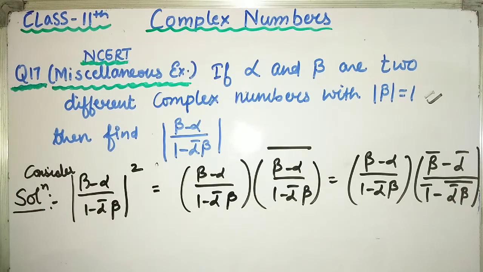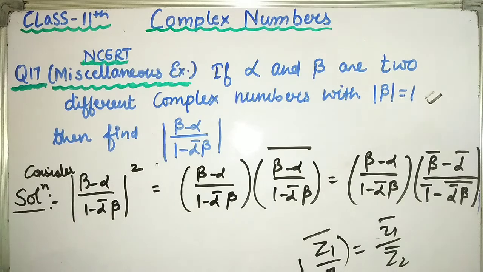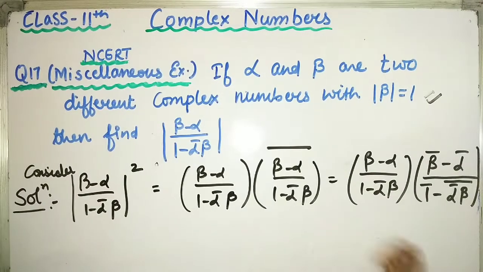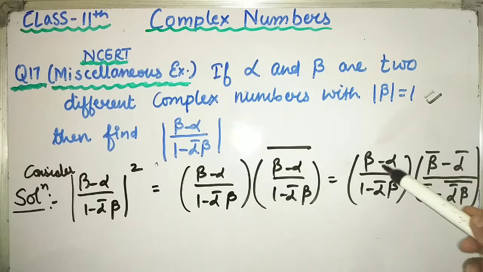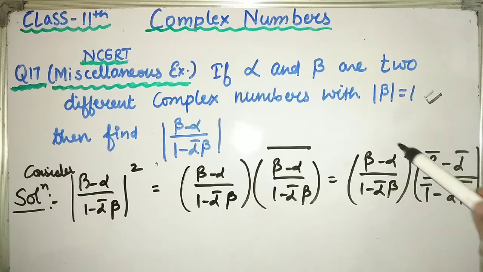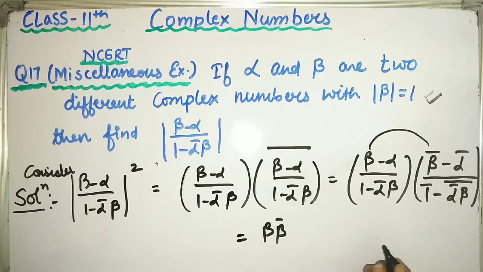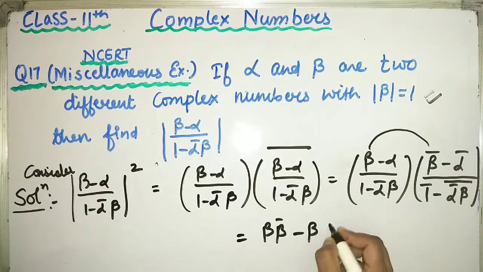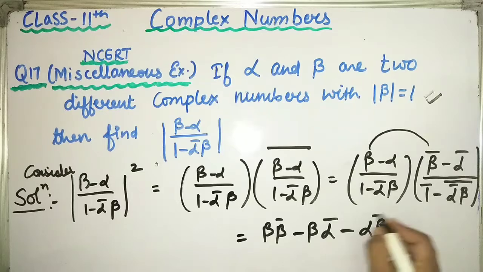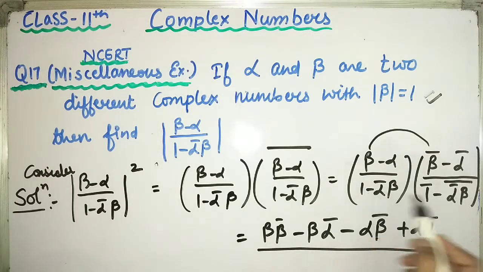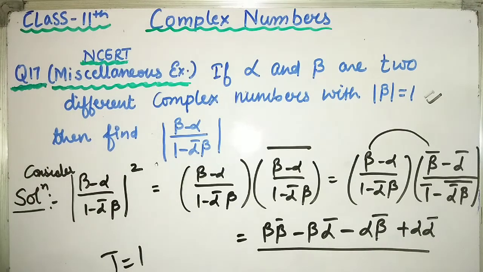Okay, one more result, you know that conjugate of z1 upon z2 equals z1 conjugate upon z2 conjugate. The same result is applicable for modulus too. Now what we have to do, we have to do only simple multiplication. As you know, beta into beta bar becomes beta conjugate, then minus beta alpha conjugate minus alpha beta conjugate plus alpha conjugate, and the denominator will be 1 into 1 conjugate. 1 is a real number and conjugate of 1 is always 1.